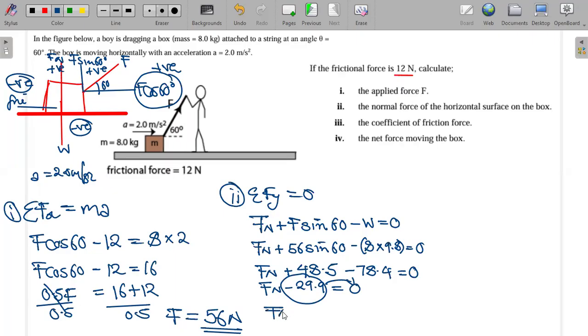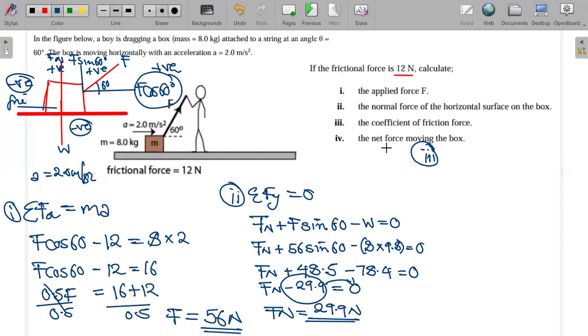That means my normal force is equal to 29.9 newtons. As simple as that. Let's go to part 3.